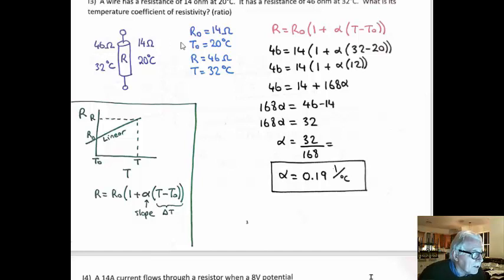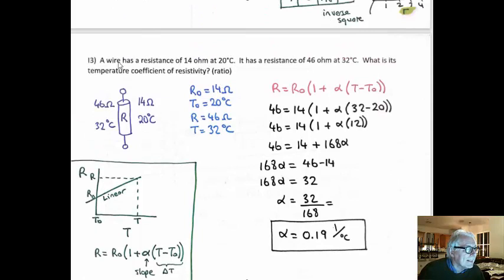So I make my list. R0 equals 14, T0 equals 20, R equals 46, T equals 32. Now notice I didn't use those symbols in the wording. So you've got to know the context to get the right nomenclature to jog your memory.